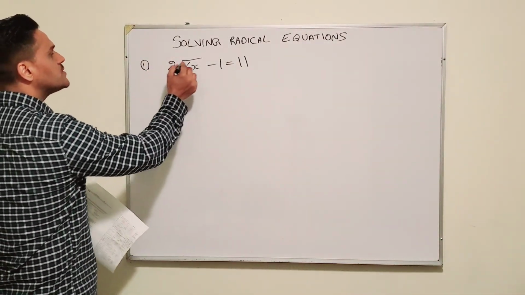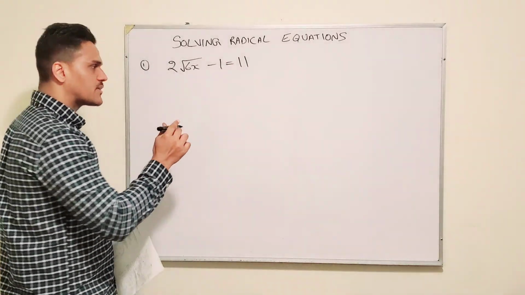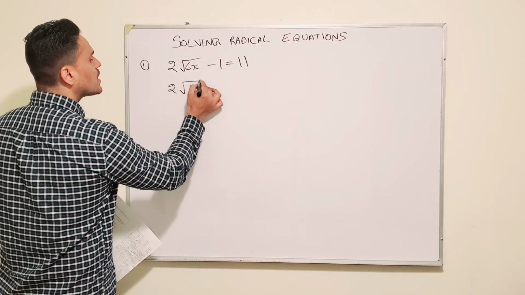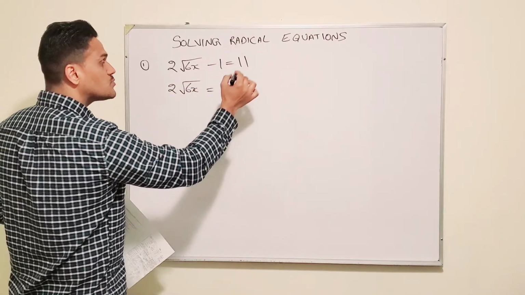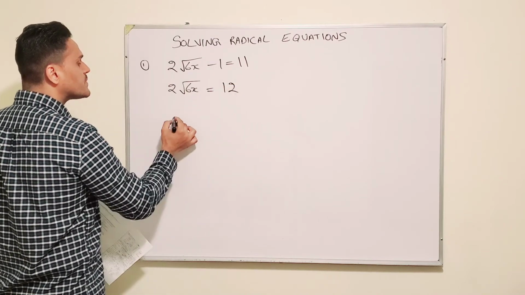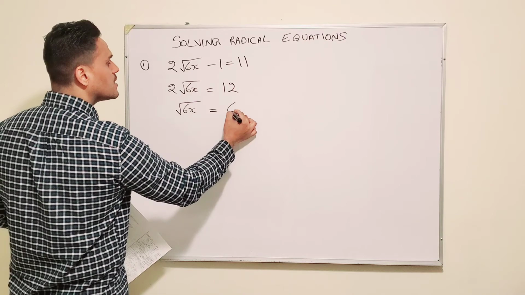So we have 2 square root of 6x minus 1 is equal to 11. We're going to try to isolate x. So in the first step, we're going to move minus 1 to the other side. So it's going to become 11 plus 1, which is going to give us 12. Then we're going to divide both sides by 2. And 12 divided by 2 is going to give me 6.